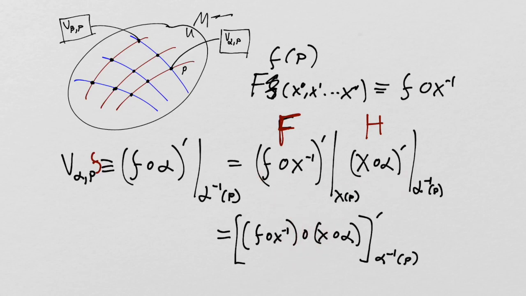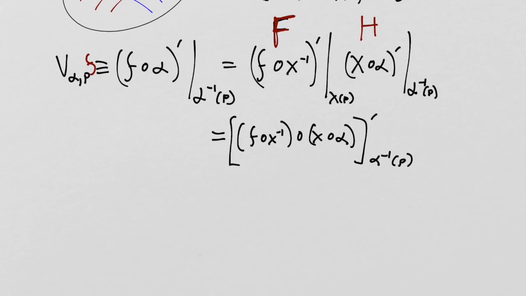Before I did the chain rule. And then I simply replace it with f after h prime evaluated at alpha inverse of p, right? So all I'm doing is now I have written symbols for the function f in terms of a coordinate and the coordinates of the curve given by alpha.